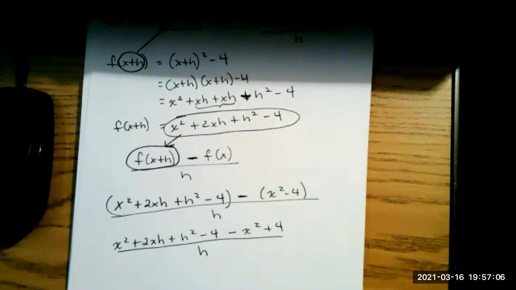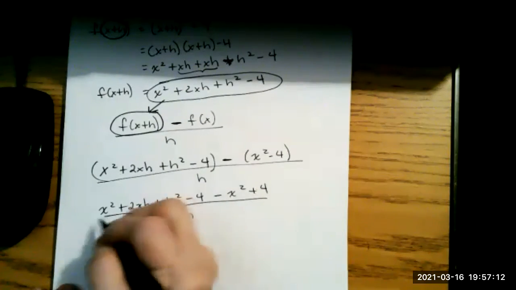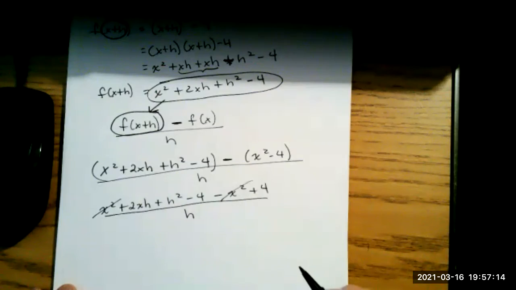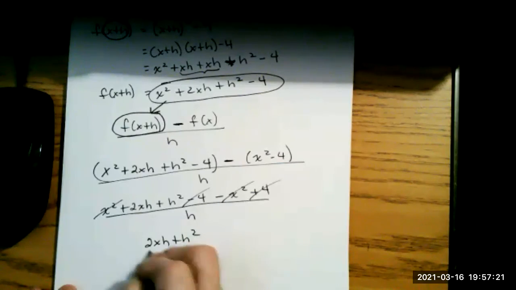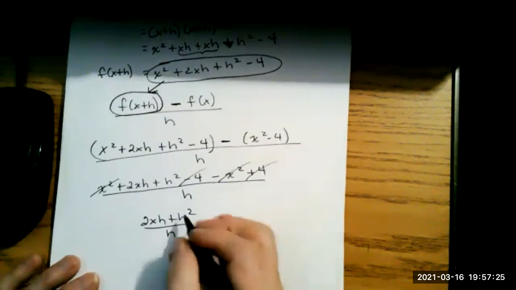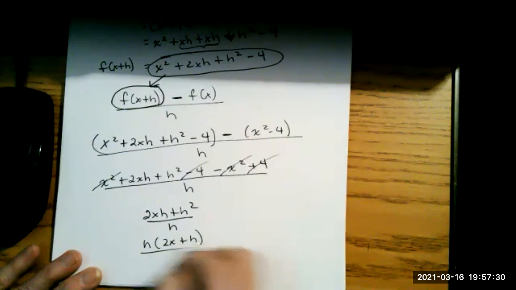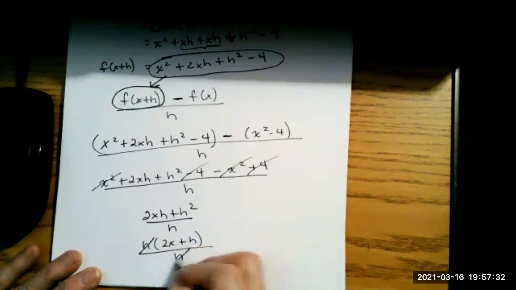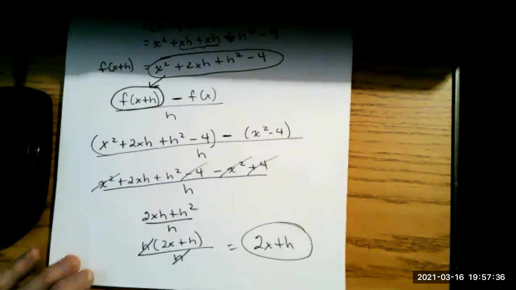Now remember, on your last step, something should cancel. Do we have anything that will cancel here? The x squared and the 4. The 4's will cancel. And so we have a 2xh plus h squared over h. And those h's will come out of there. And we'll have a 2x plus h over h. So my answer is 2x plus h.